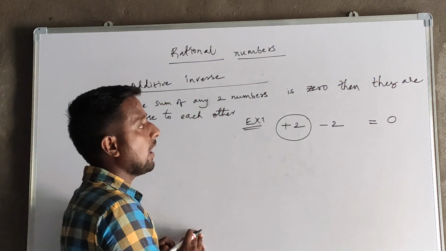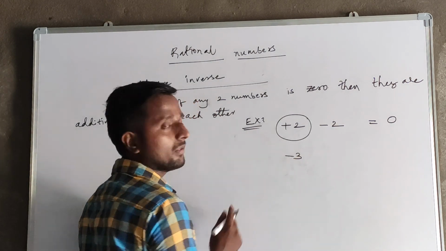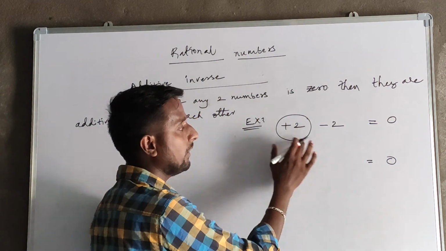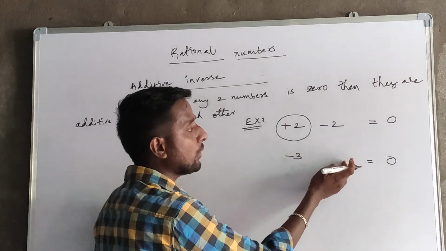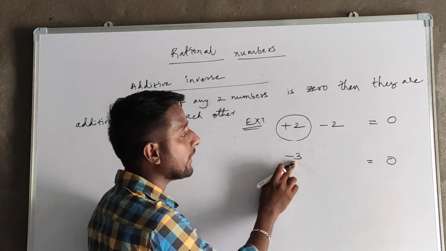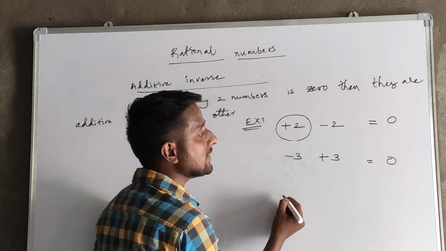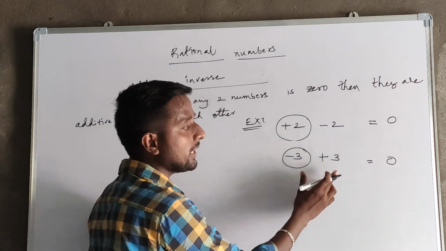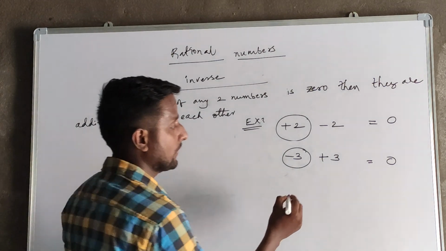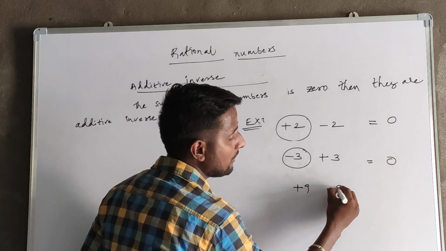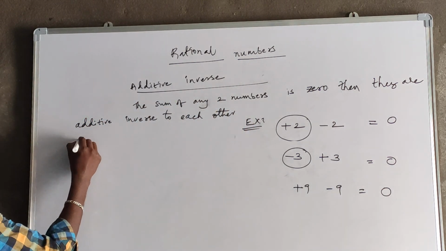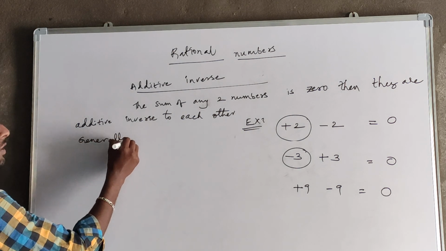Correct? Now if I take minus 3, then again I want to make the sum of two numbers 0. One number I have already taken, so one more number I have to take, and the sum must be 0. Minus 3 I have taken already, so the combination for minus 3 I can take as plus 3. The sum of these two numbers will become 0. Next, plus 9, answer minus 9, sum 0. Correct? So generally, what will we write?